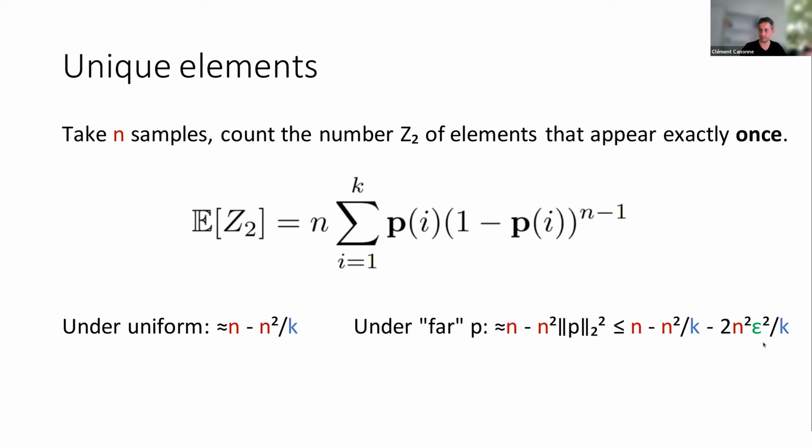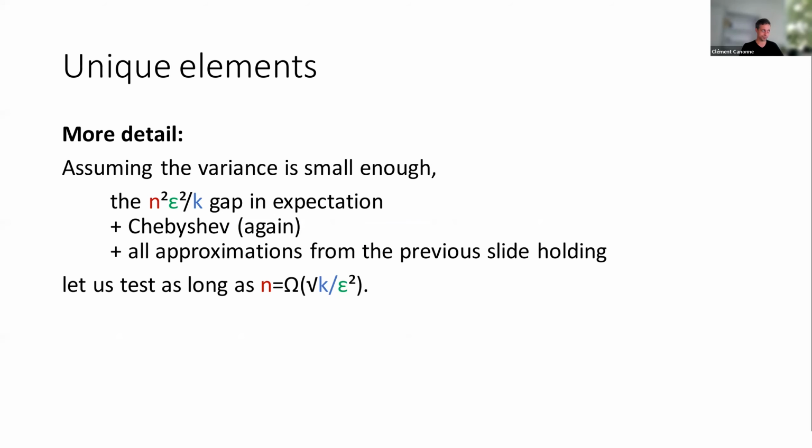Now, the issue is this is actually not a valid approximation to do. So actually proving that this is true takes more effort. But assuming this, and assuming I can prove the variance is small enough, I've got some gap between the two expectations. I can use Chebyshev's inequality again. And if you do the computation, you will see that you will need n to be square root k over epsilon squared again. So this does work.